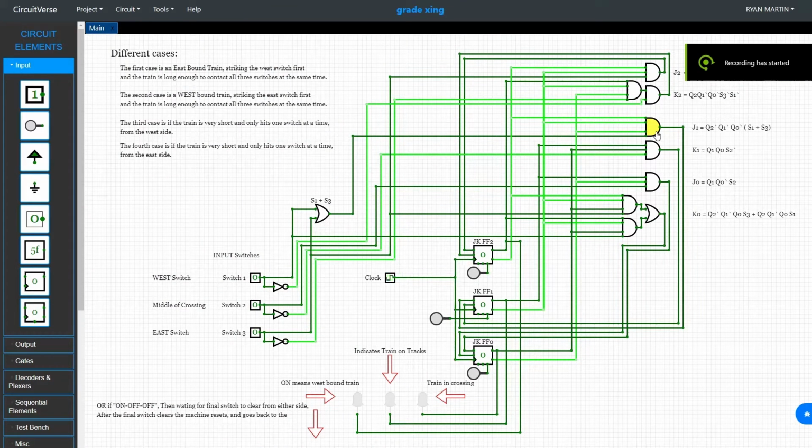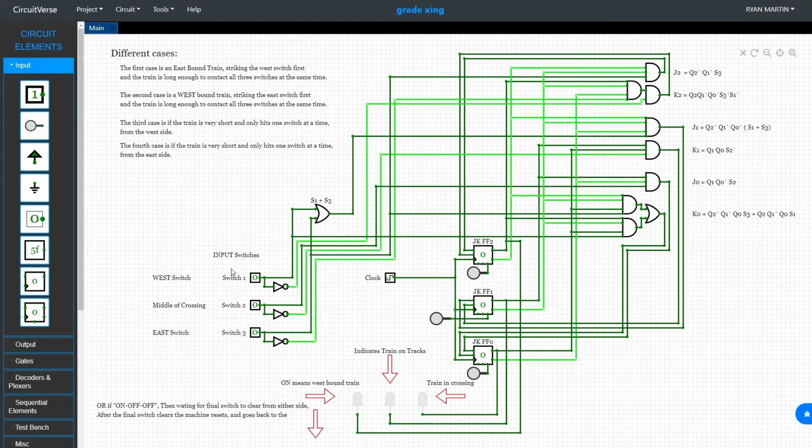Okay, here you can see a digital logic simulator that will showcase the functionality of our circuit. There's different cases. The first case is an eastbound train striking the west switch first. That's this switch here. The train is long enough to contact all three switches at the same time.